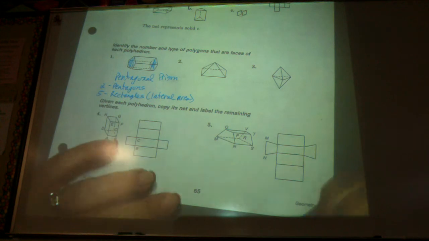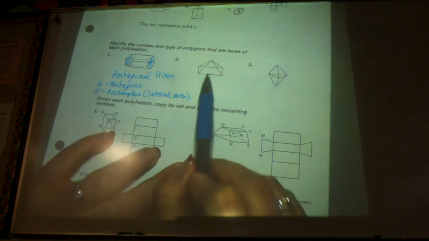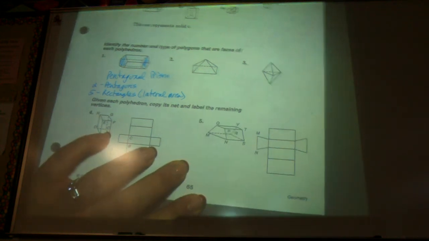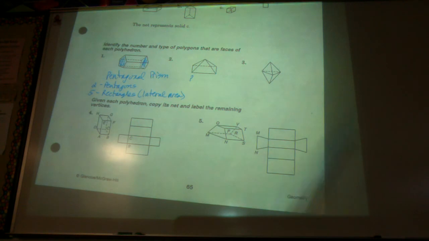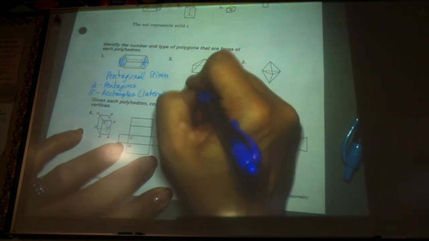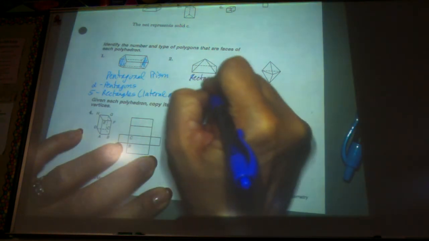Because you're going to be asked to do that also. What shape is this? What's this polyhedron called? What's its base? A rectangle. What kind of thing is it? Is it a prism or is it a pyramid? Pyramid. So this is a rectangular I'll use a different color. Pyramid.